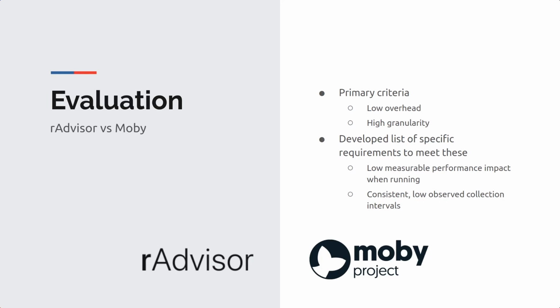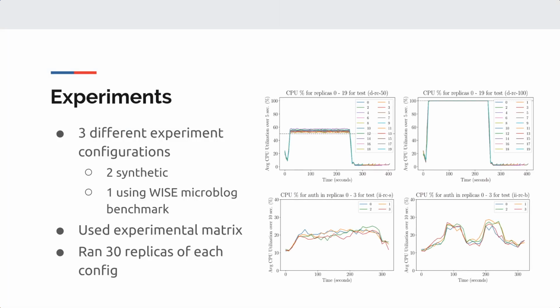For low overhead, that means that the tools need to have a low measurable performance impact when they're running on our systems. And for high granularity, that means that the tools need to display both consistent and low observed collection intervals that, as much as possible, approach the target interval we set.